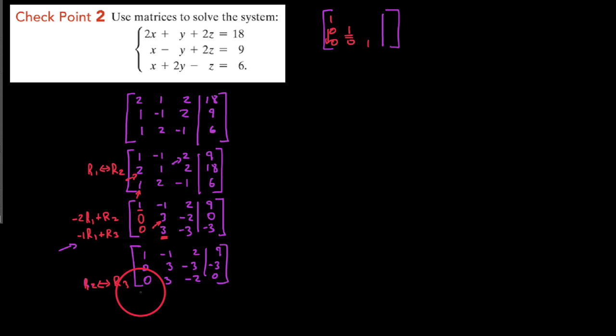So now what we're going to do is take our entire second row times the reciprocal of its first non-zero digit here. We want to make this a 1, and anything times its reciprocal is 1. So again, row 1, still the same.